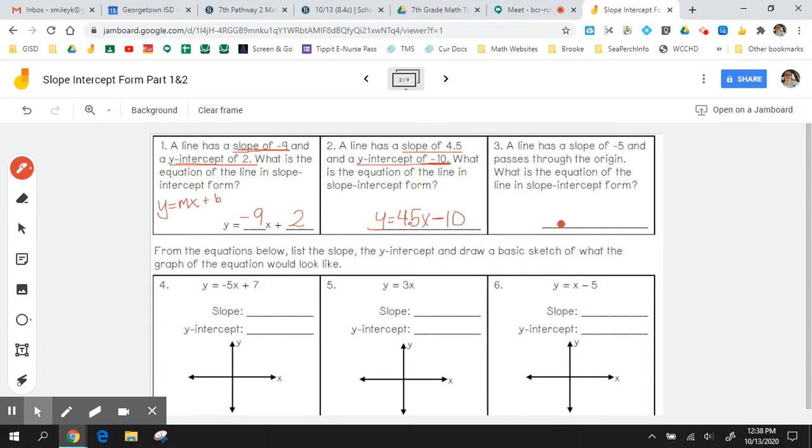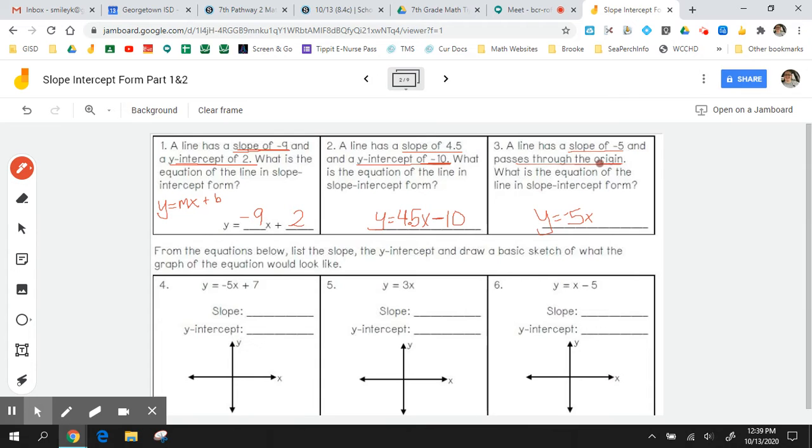Alrighty, so try number 3. Pause, turn it back on after you get it, see if you get it correct. All right, so for number 3, you should have had slope is -5. So y equals -5x. And it passes through the origin.